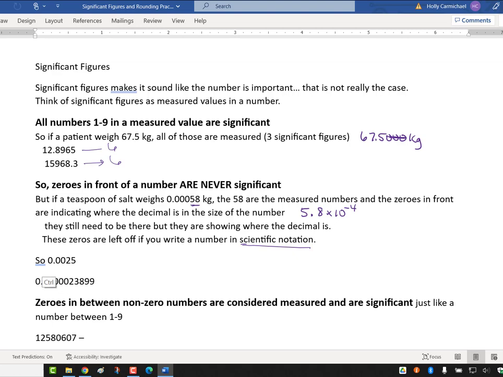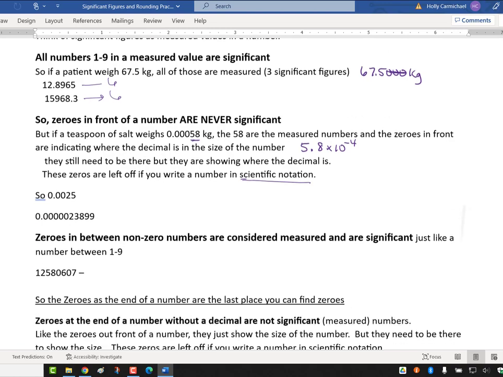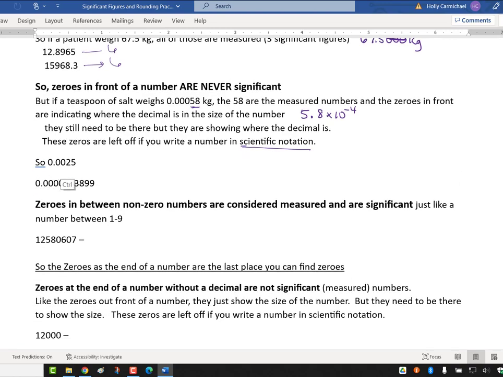So here, if I have 0.0025, that is 2 significant figures. And if I changed it to scientific notation, my decimal place would have to go 3 places to the right, 1, 2, 3. So my answer would be 2.5 times 10 to the minus 3.